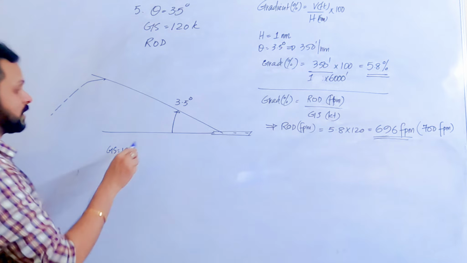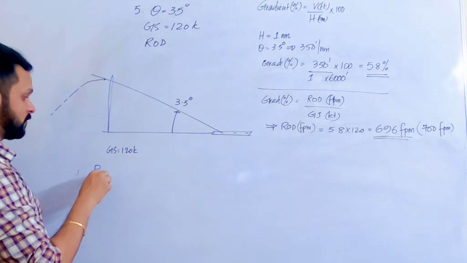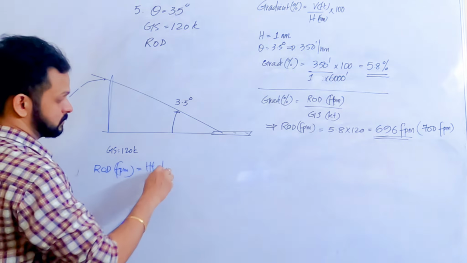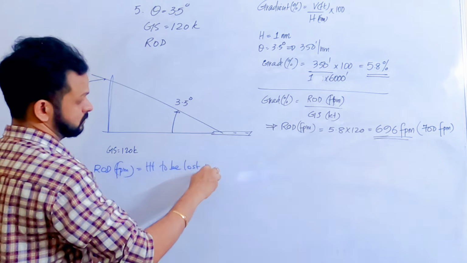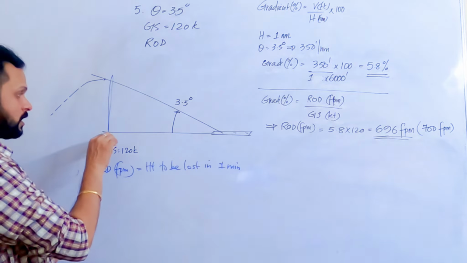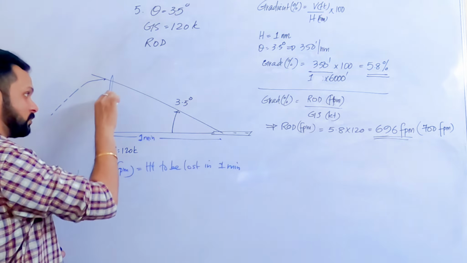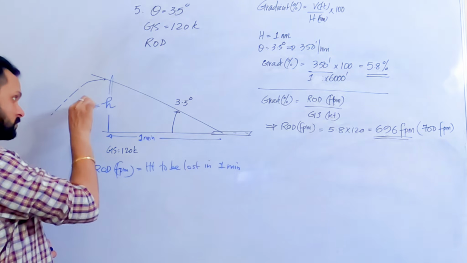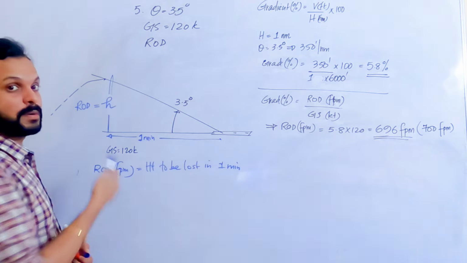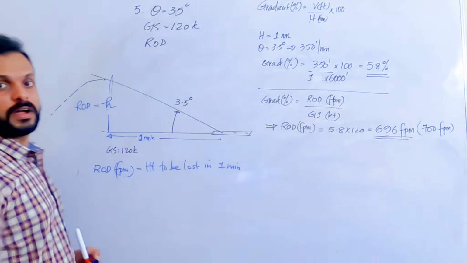So you're looking at a ground speed of 120 knots. Now what are you asked to find out? You're asked to find out the rate of descent. What's the meaning of rate of descent? It is the height in feet lost in 1 minute. So if it takes 1 minute for me to cover this distance, then this height which I'm supposed to lose is nothing but my ROD. Don't get confused, I'm representing something in feet per minute. If this is the height which I need to lose in 1 minute, then that is the rate of descent.